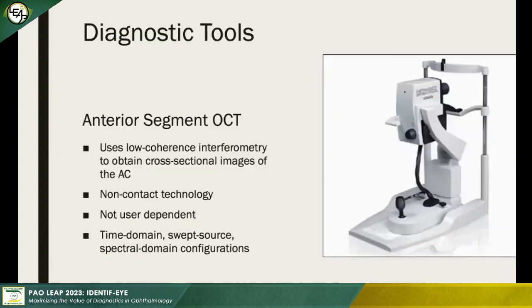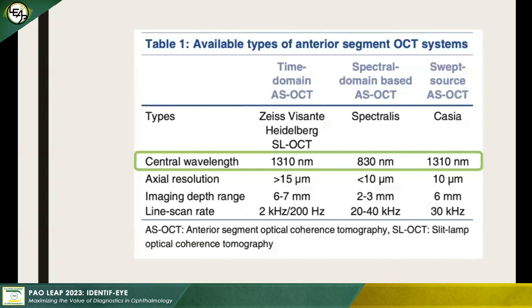Finally, we have the anterior segment OCT. This one uses low coherence interferometry to obtain cross-sectional images of the anterior chamber. It's preferred for some patients because it's non-contact, not so invasive, not as user-dependent, and it has very many configurations. Through time, we've had different configurations of this: the time domain, the spectral domain, and the swept source.